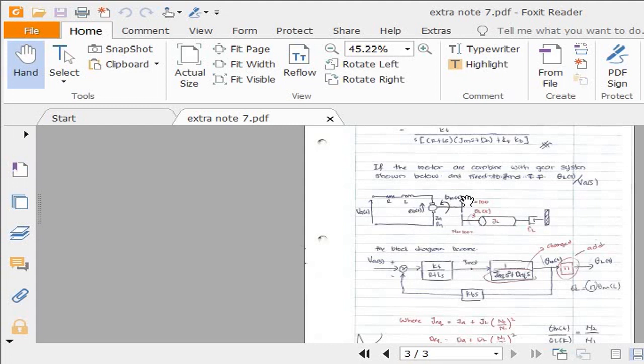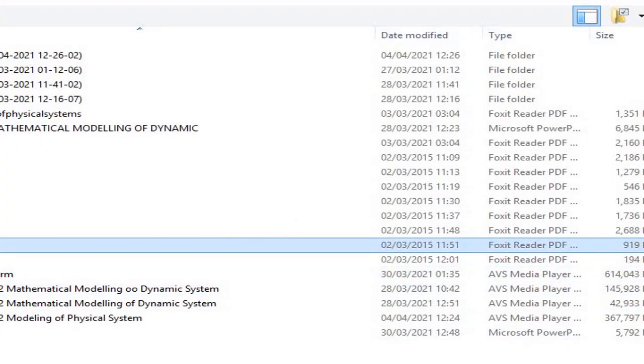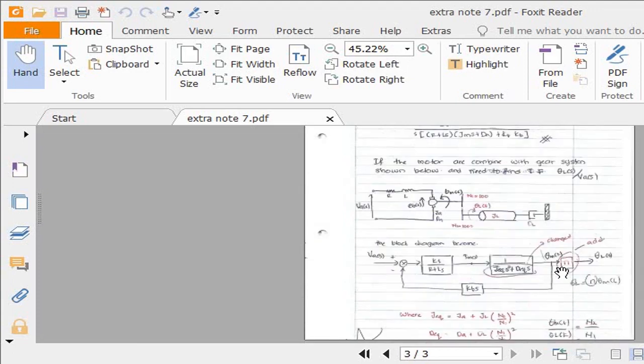Here there is a gear here. There is a gear here, and then there is the load. Okay, there is the block diagram, and then there is the derivation of the block diagram.